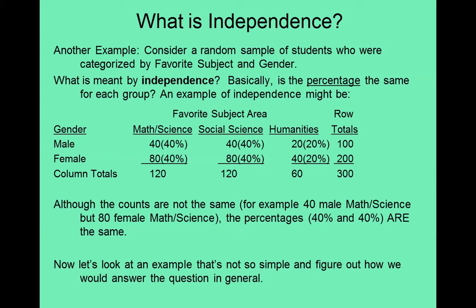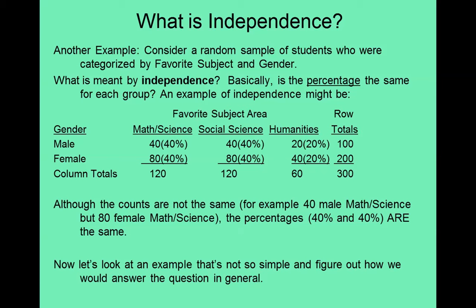Consider another example. Suppose a random sample of students who were categorized by favorite subject area and gender was collected. What is meant by independence? Basically, is the percentage the same for each group? An example of independence might be the following table. Notice the counts are different because there were 200 females but only 100 males.